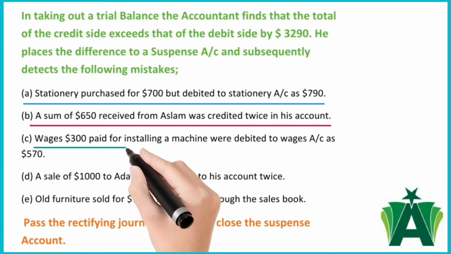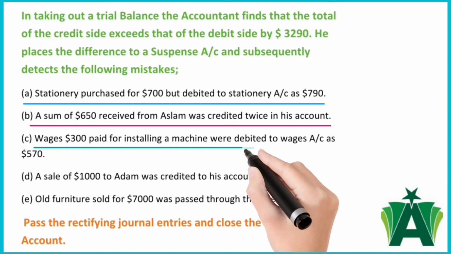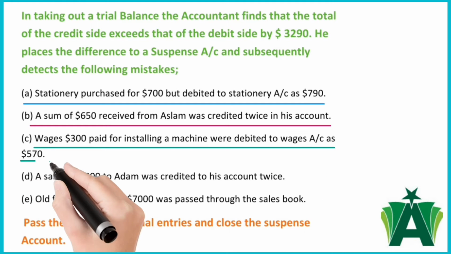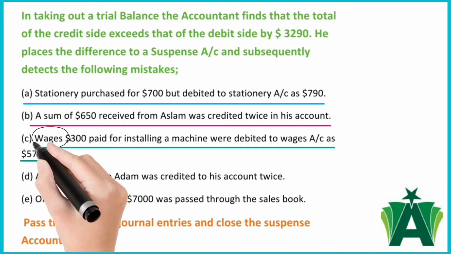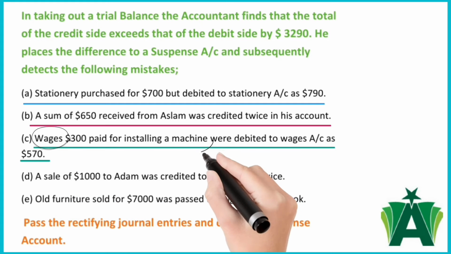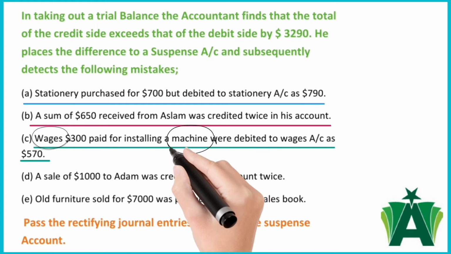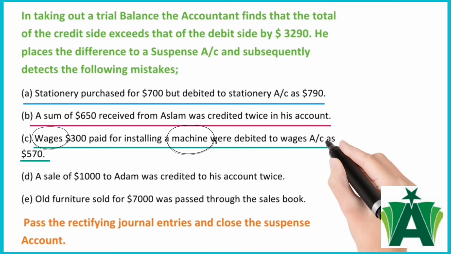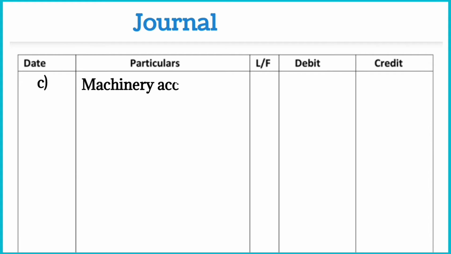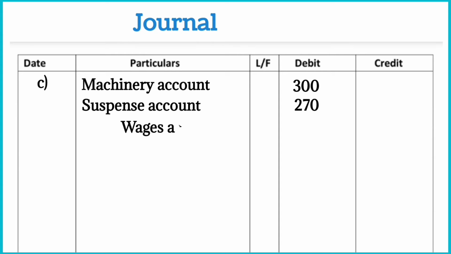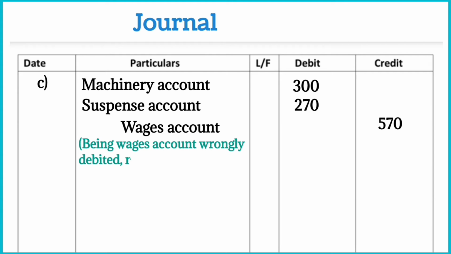Wages of $300 paid for installing a machine were debited to wages account as $570. Wages paid for installation of machinery should have been debited to the machinery account, being capital expenditure, but they have been wrongly debited to wages account with $570. The rectifying entry will be machinery account debited with $300, suspense account also debit with $270, wages account credit with $570. Being wages account wrongly debited, now rectified.